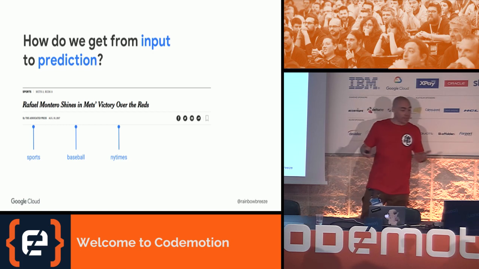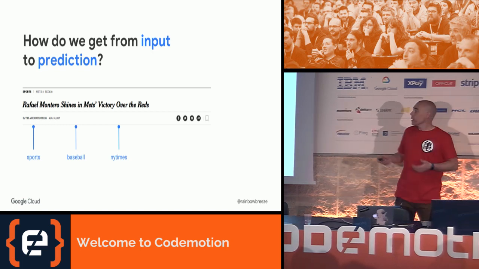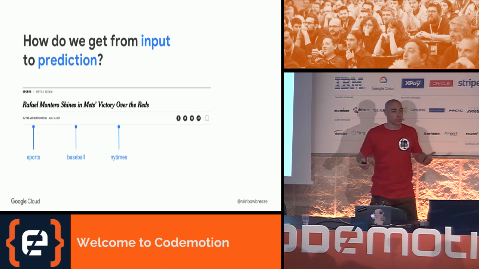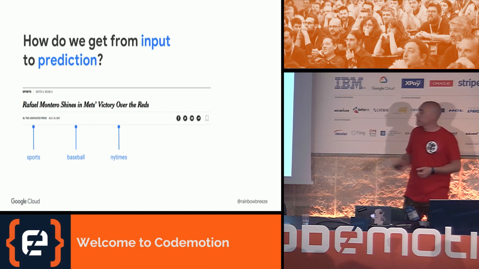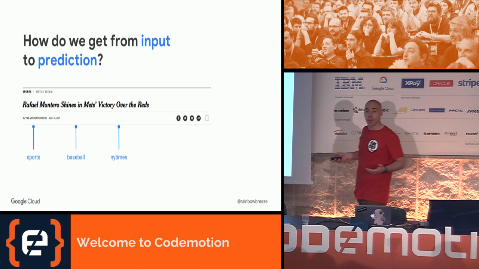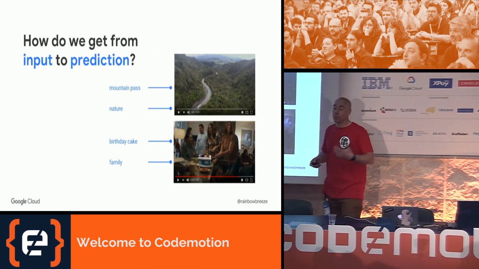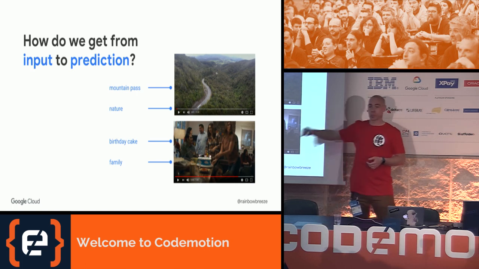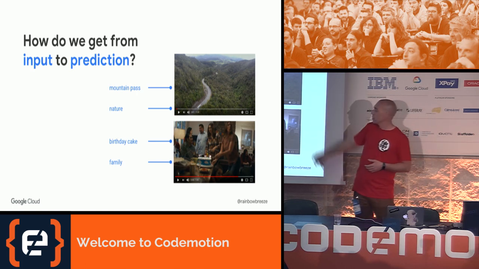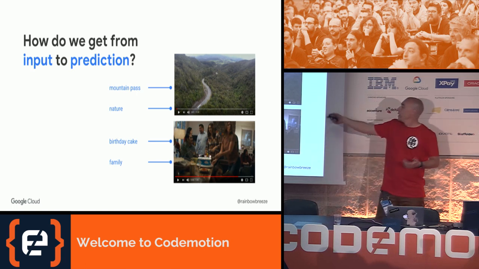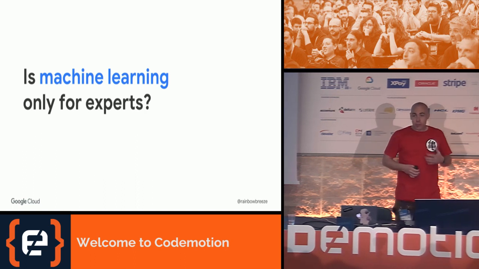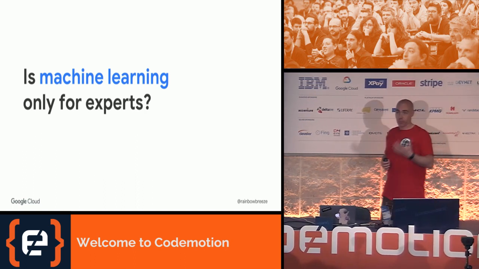Or if we have a piece of text, tell me if this piece of text talks about sports, or if it's about baseball, or if it's from the New York Times or other newspapers. So these are all kinds of problems you can solve with machine learning. Or, given a video, I want a general description of what's inside the video: the objects, the people, general topics like nature, and so on. Trust me, those are complex problems to solve.